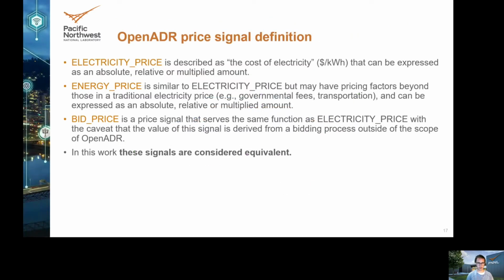So the three signals that we're looking at today are electricity price, energy price, and bid price. The electricity price signal is a basic electricity price that's described as the cost of electricity and expressed as dollars per kilowatt hour. Energy price and bid price signals also convey the same pricing information, but the energy price signal may include pricing factors beyond those in traditional electricity pricing. And the bid price signal is a price signal with the caveat being that the value of the signal is derived from a bidding process defined outside of the scope of OpenADR. And so without the context of a particular DR program or bidding program, we are going to consider them equivalent for this analysis.